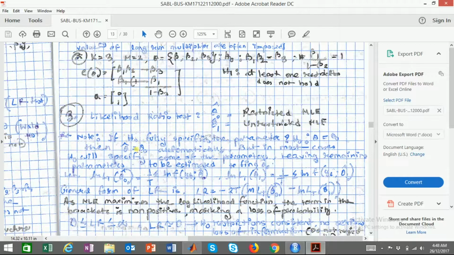automatically. But in most cases, the null will specify only some of the parameters, leaving the remaining parameters to be estimated to find theta naught. So generally, as we assume, the estimated parameter theta naught equals theta naught, or the non-estimated parameter theta is also equal to theta naught.